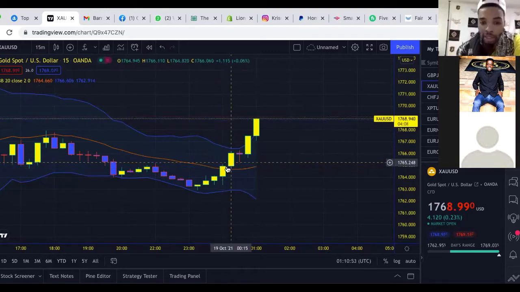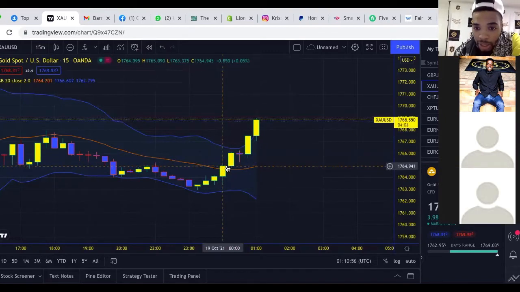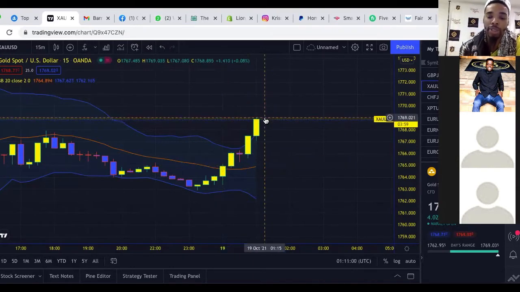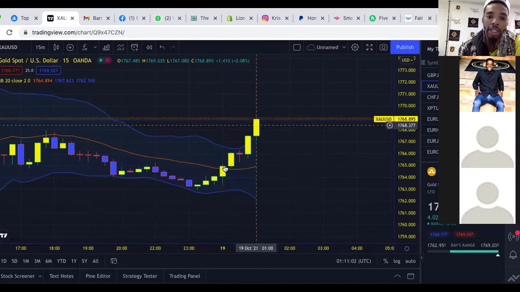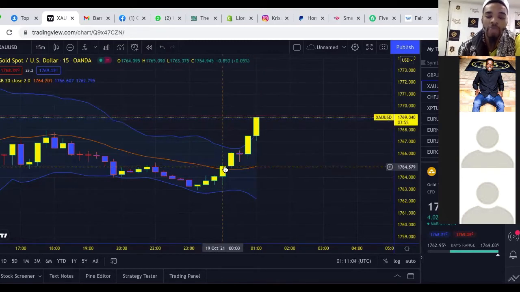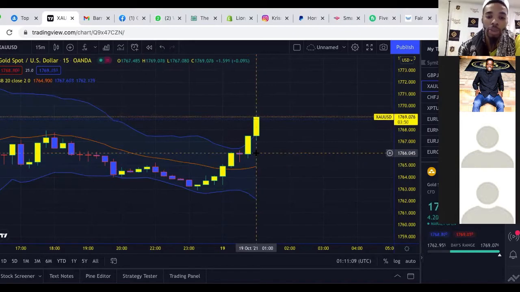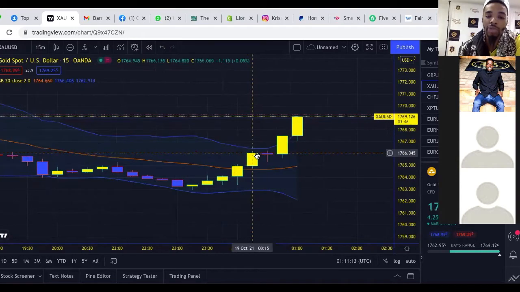Obviously, you could have eaten, let's say, 1764.94. You could have eaten 400 plus pips, right? 500 plus pips right there. You got me, just from using that strategy. So you want to use this Bollinger Band, like I said, in association with your 3 to 5 other confirmations. And then mainly this is for timing.